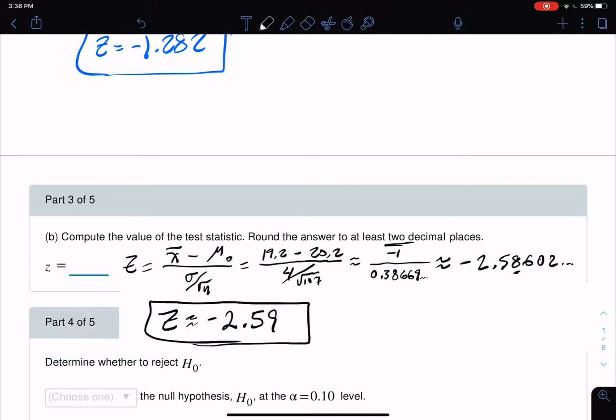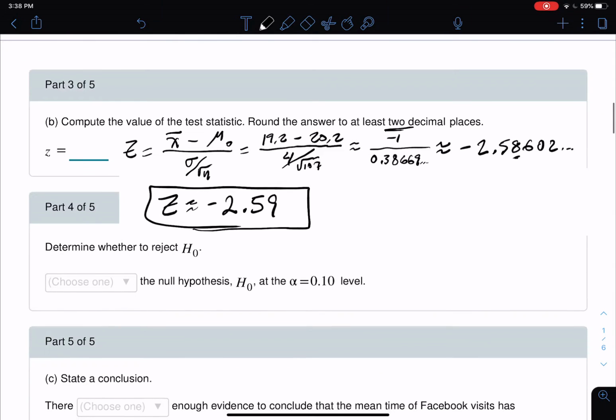And there's that answer. Okay, so -2.59. So what is going on here? I want to draw you a little picture. As you know, I love pictures. And I want to try to explain what is happening with this hypothesis test.